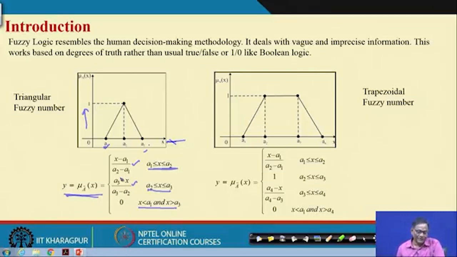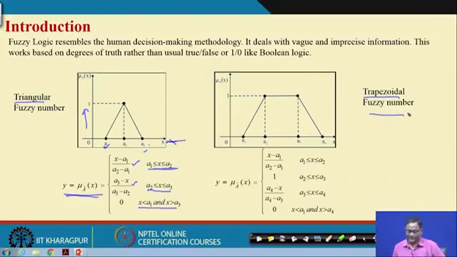The most popular ones are the triangular fuzzy number and the trapezoidal fuzzy number. In the case of a triangular fuzzy number, there will be three values A1, A2, A3, and A2 is the value having a membership of 1, and for A1 and A3, and values less than A1 or greater than A3, the membership value is 0. So, that means the x value lies between A1 and A3.